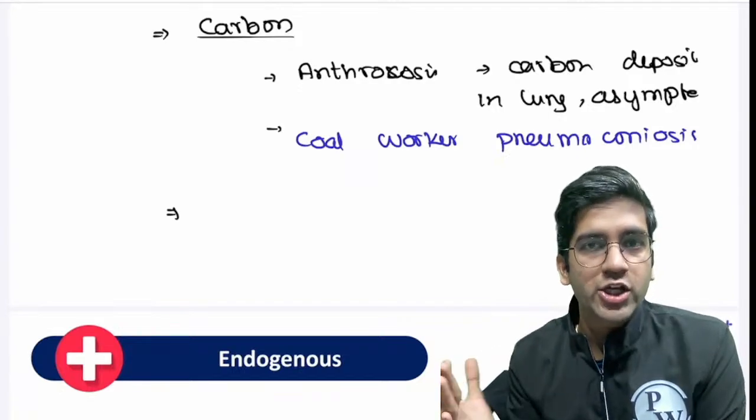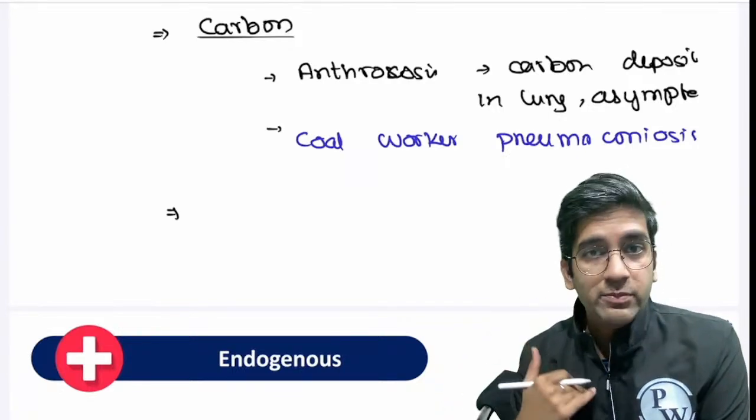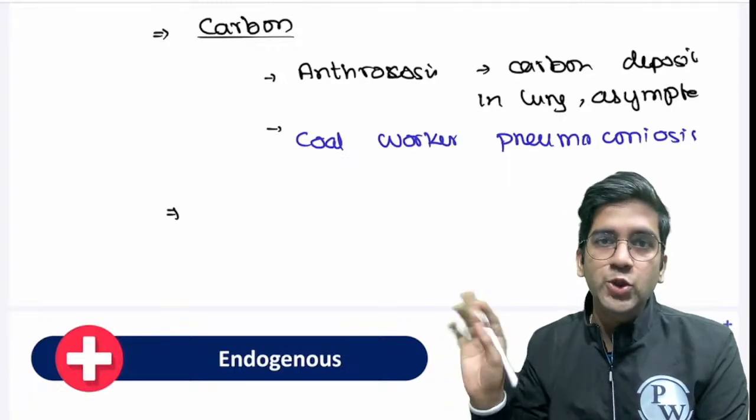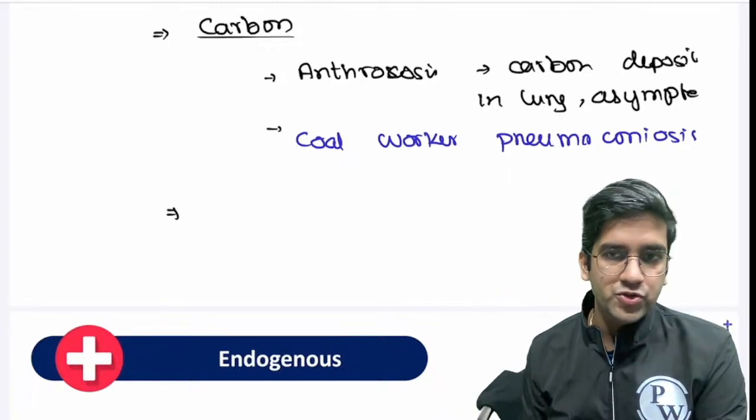This is a pathological accumulation which will not be seen in you or me even if I live in the most polluted city in the world. It will happen only in coal workers. That's why we gave the term coal workers' pneumoconiosis, right?